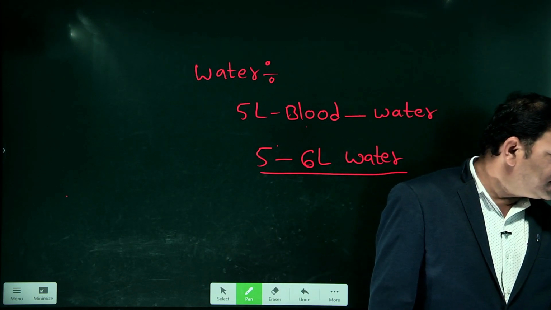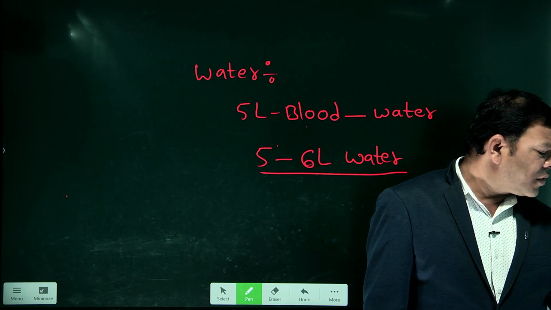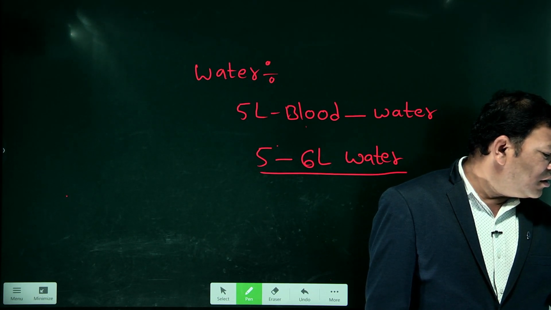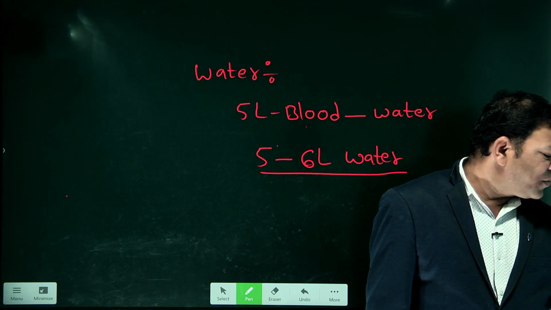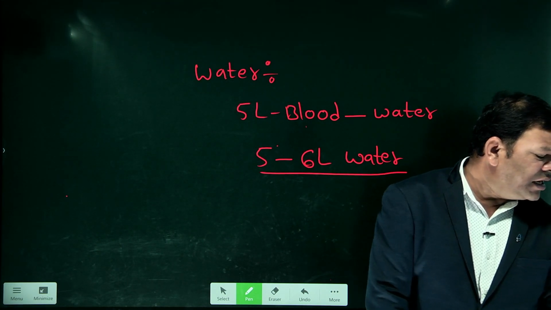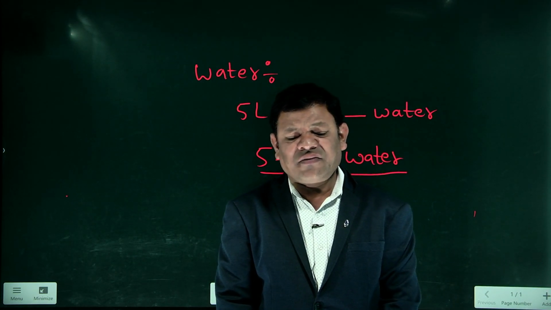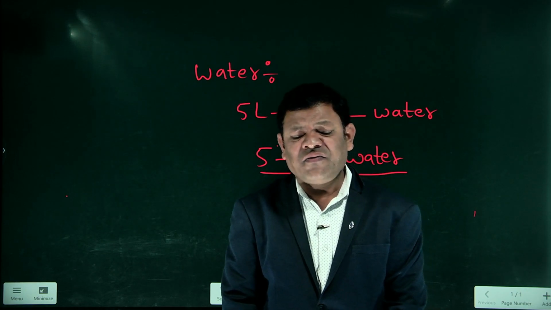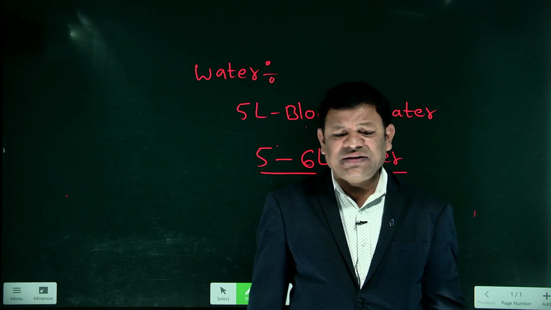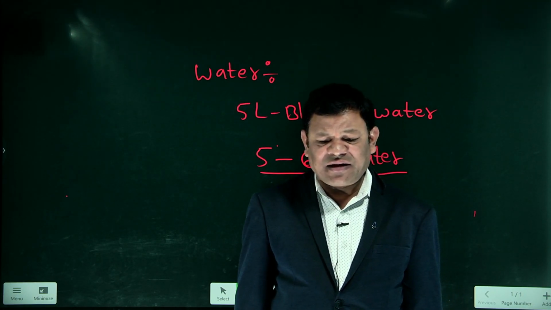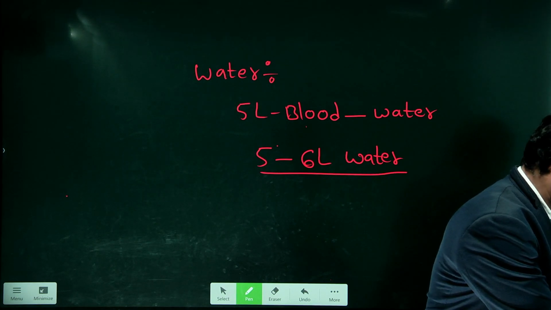Here one of the scientists' names is there. What is the scientist's name? So, James Lind. James Lind discovered scurvy disease. Scurvy disease generally occurs due to lack of vitamin C, deficiency of vitamin C. So this is about the first lesson. Is it clear? Yes, sir. Next we will go to that.